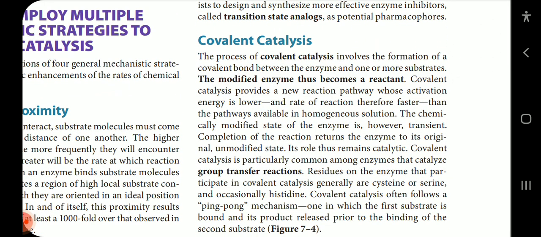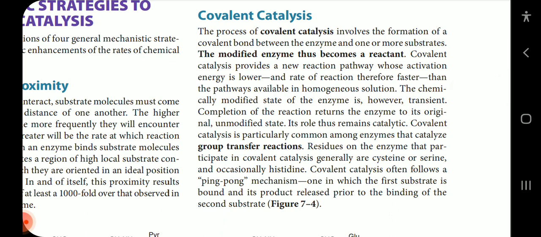Covalent catalysis. The process of covalent catalysis involves the formation of a covalent bond between the enzyme and one or more substrates. The modified enzyme thus becomes a reactant. Covalent catalysis provides a new reaction pathway whose activation energy is lower, and the rate of reaction therefore faster, than the pathways available in homogeneous solution. The chemically modified state of the enzyme is, however, transient. Completion of the reaction returns the enzyme to its original unmodified state. Its role thus remains catalytic.